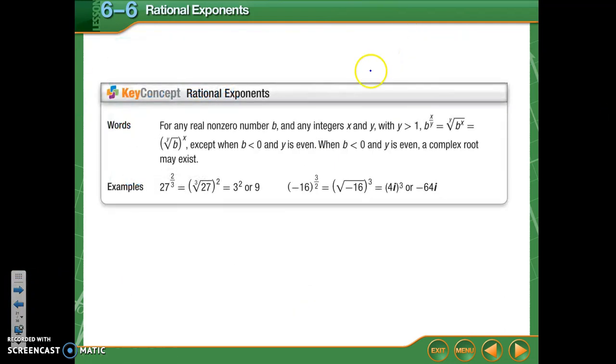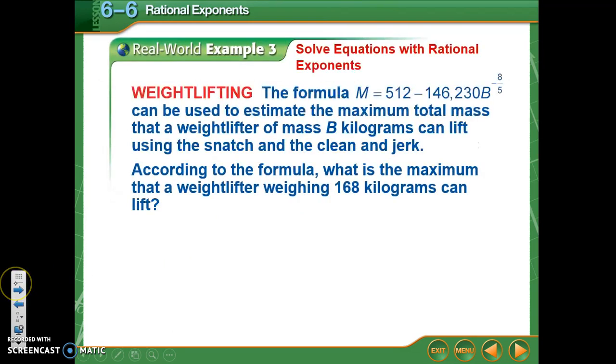And so for any non-zero number b, if my integers are x and y, if I have b to the x over y, that denominator of my fractional exponent becomes the index, and the numerator of my fractional exponent becomes the exponent on the b underneath. And just like I said before, the exponent can go inside the root or outside the root, and it will be the same thing either way. So for example, 27 to the 2/3, the 3 becomes my index, and the 2 becomes my exponent. So I can do the cube root of 27, which is 3, and then 3 squared is 9.